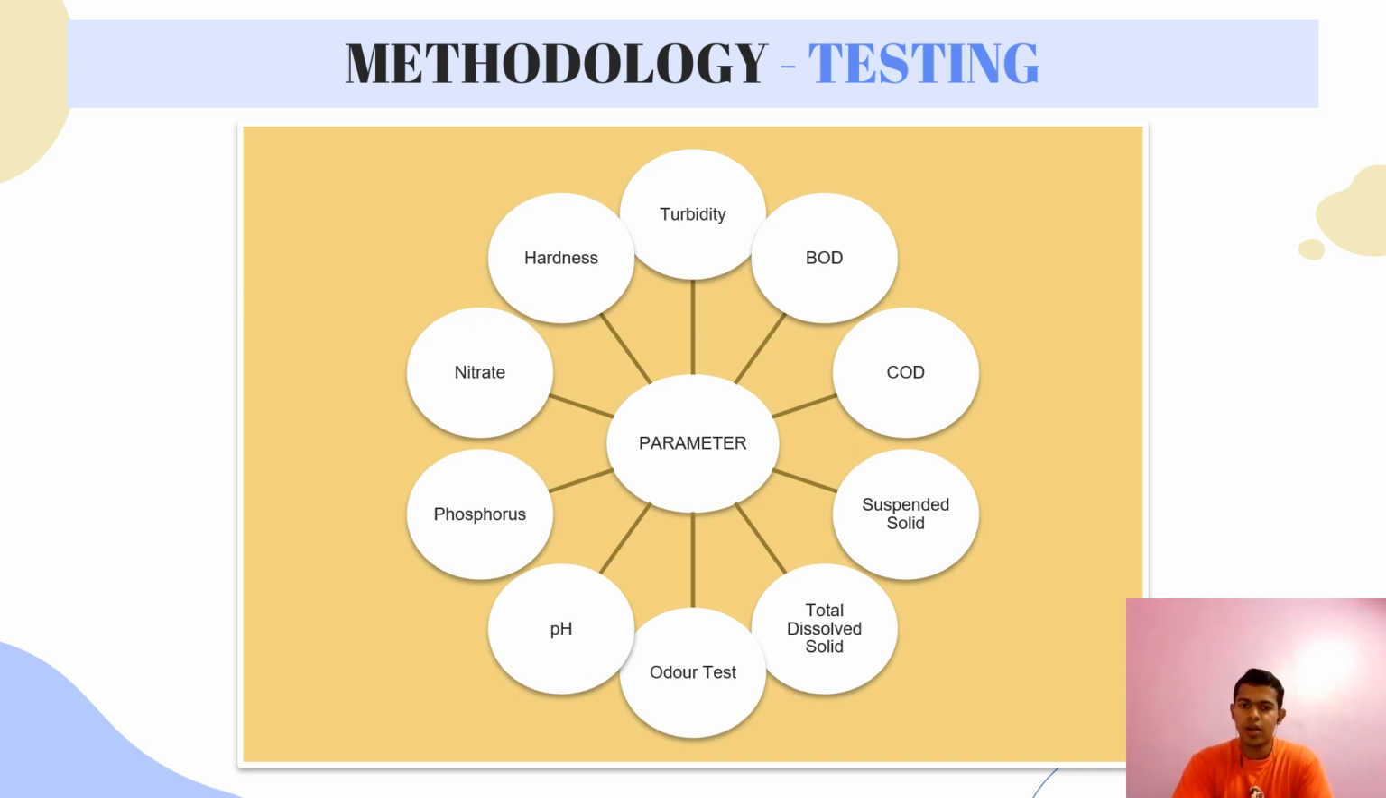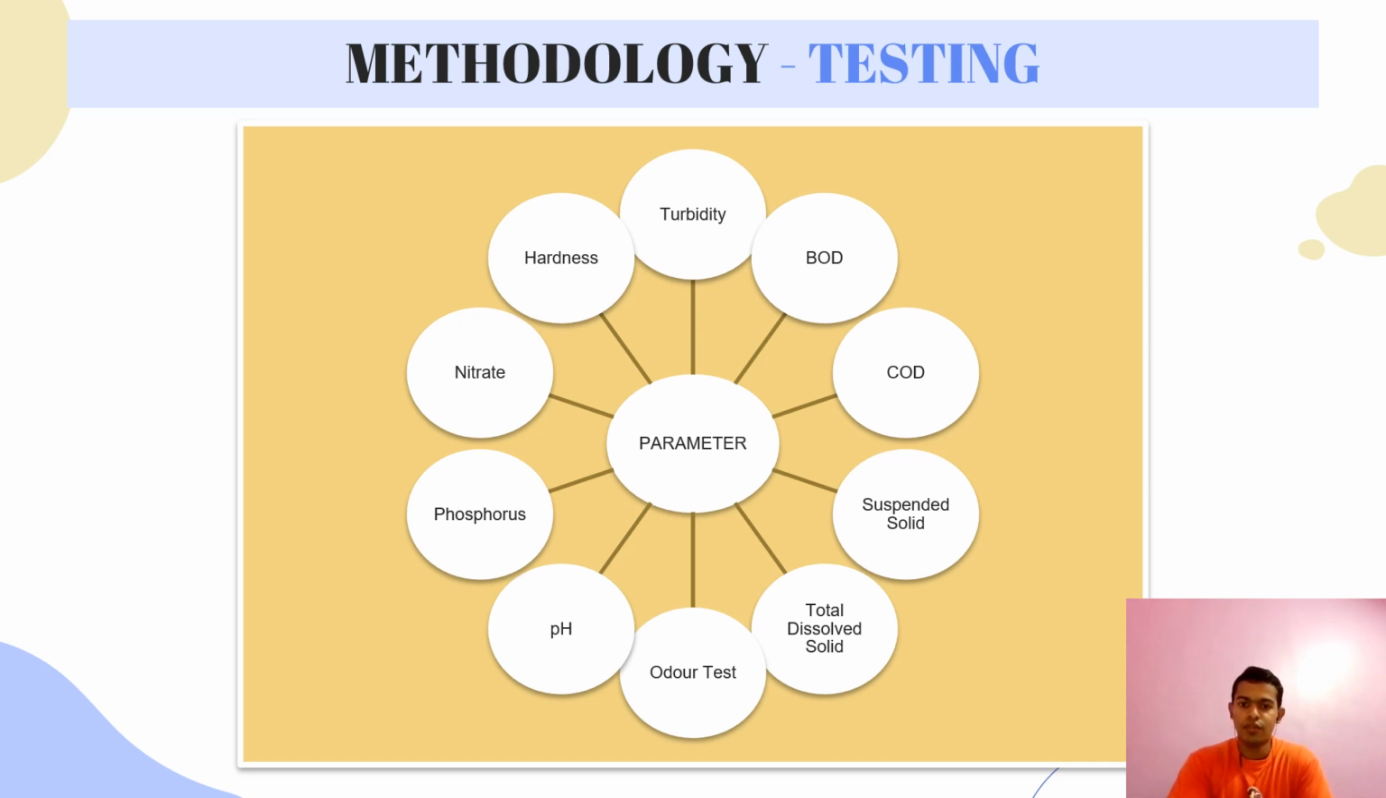Okay guys, now I want to talk about methodology, which is the testing. Even though we create so many products, to prove that our product is workable and functionable, proper testing should be done. So these are some of the parameters that we use to test our sample. First is turbidity, second BOD, then COD, which is chemical oxygen demand, suspended solid, then total dissolved solid, odor test, pH, phosphorus, nitrate, and hardness.